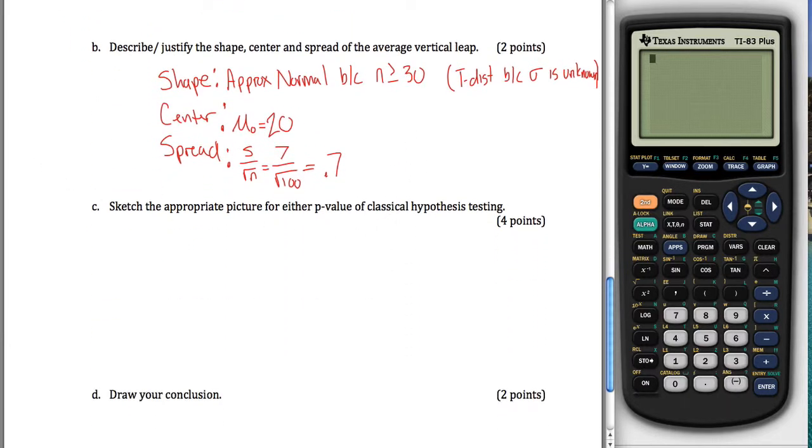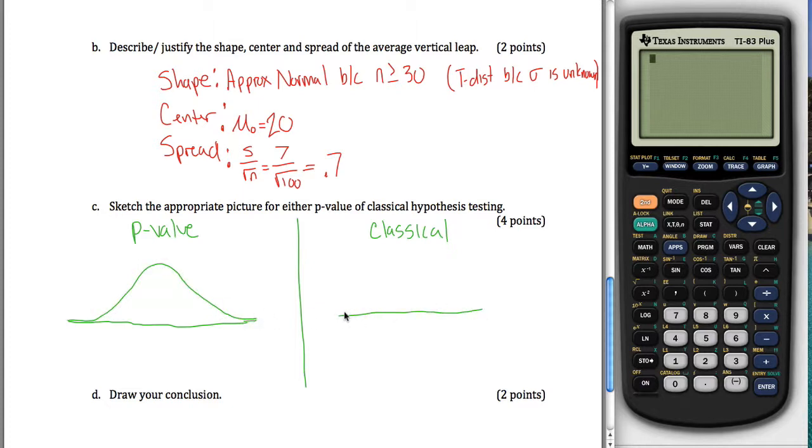All right, sketch some pictures. You only have to do one or the other. I'm going to do both. Let's do the p-value picture. I imagine that's the one most people will do. It's a little bit easier. Then we'll do the classical picture over here. For the p-value picture, we're going to sketch this distribution. Its shape is approximately normal. Actually, we're going to do that for both of them.